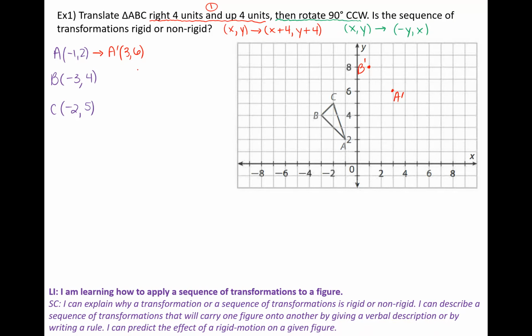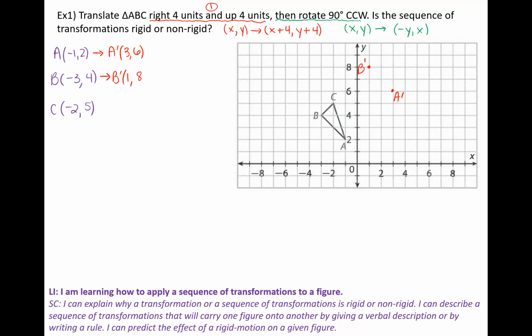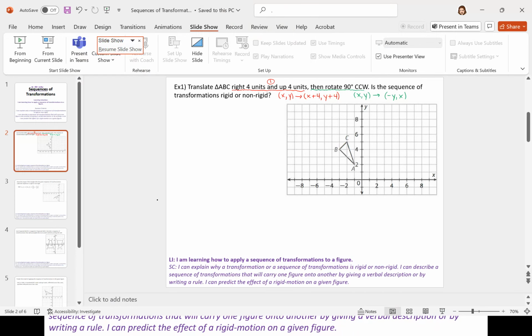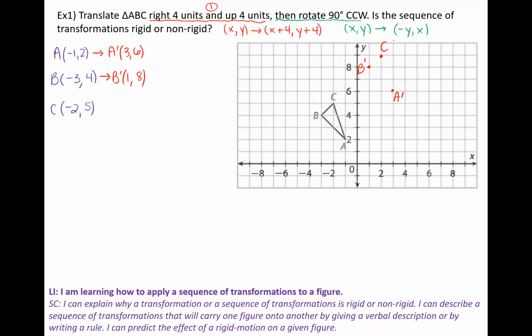So I'm going to go ahead and put that down. All right, and then we'll switch over to C. Last one, right 1, 2, 3, 4, up 1, 2, 3, 4. So there is my C prime. Don't mind me. There we go. And that was C prime.